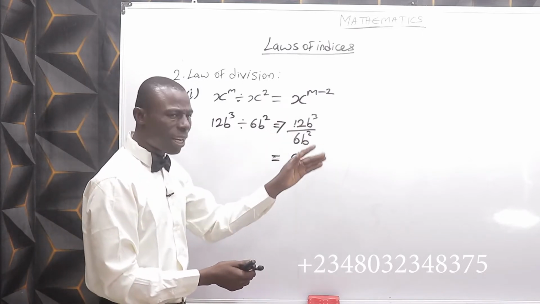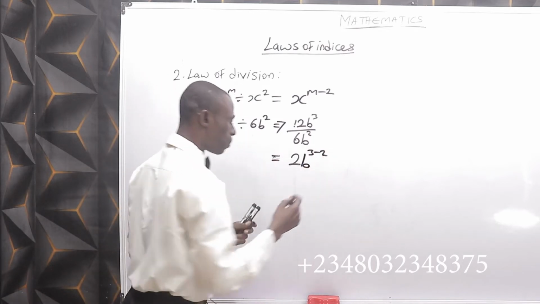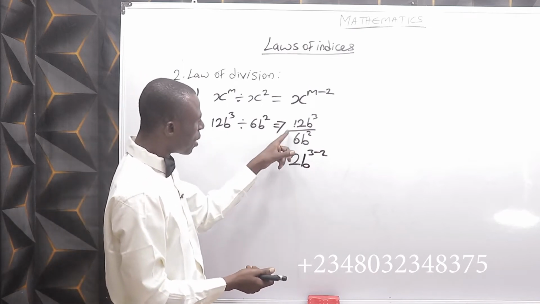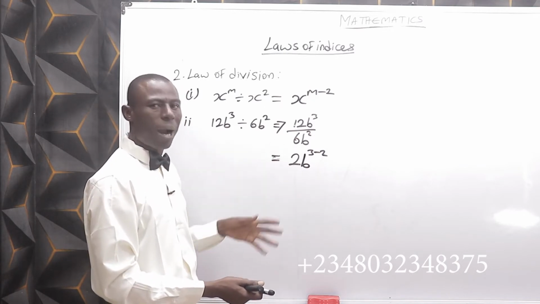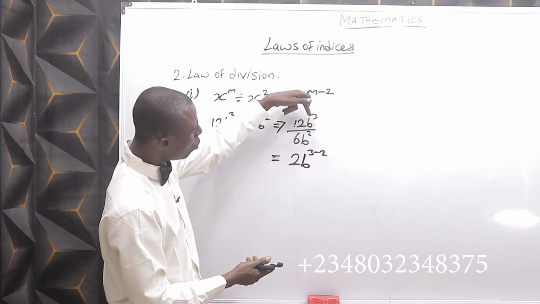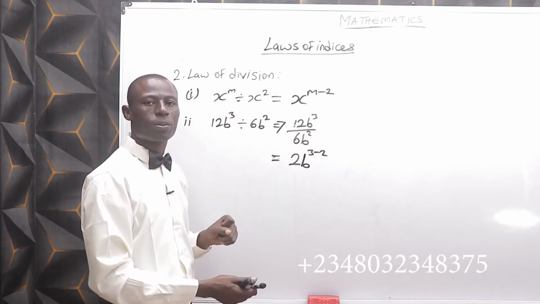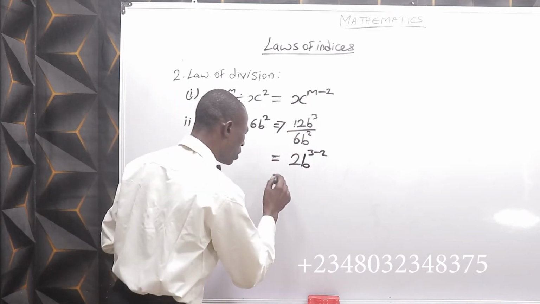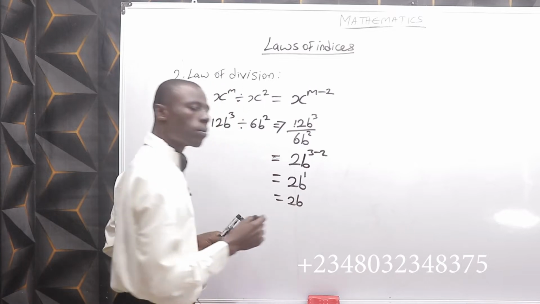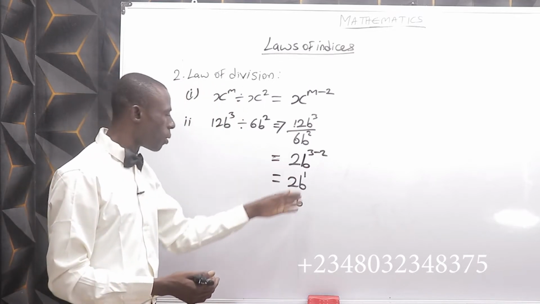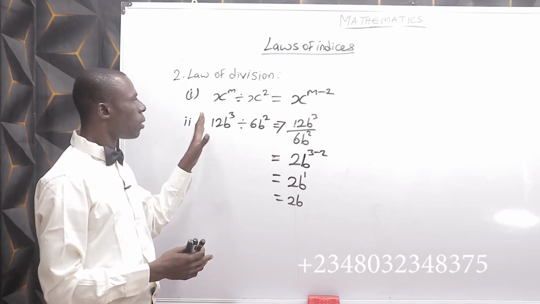b raised to power 3 divided by b raised to power 2 is treated as b raised to power 3 minus 2. The reason is this. This division line will change to subtraction to operate the two powers. So it will now be power 3 minus power 2. So the result will be 2b raised to power 1, which is 2b. b raised to power 1 is the same thing as b, so 2b raised to power 1 is 2b. That is that about the division law.